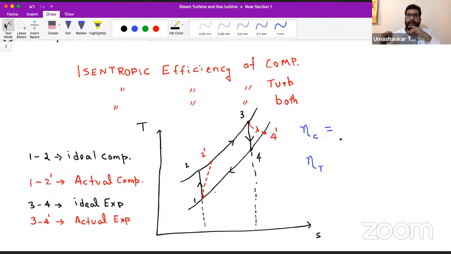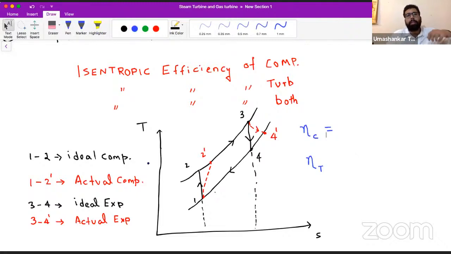So now think in this way: when will we face the loss in the case of a compressor? In a compressor, we are required to give the work. Okay? In a compressor, the work is given by us. So when we are giving something, when loss comes, we have to give more.